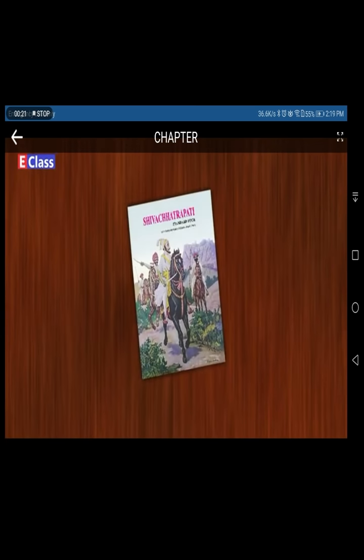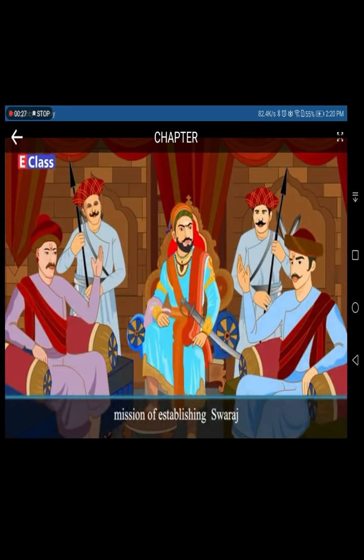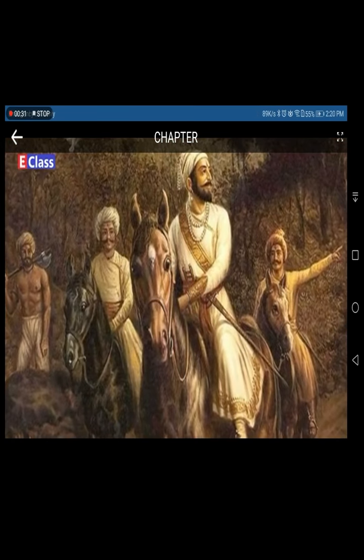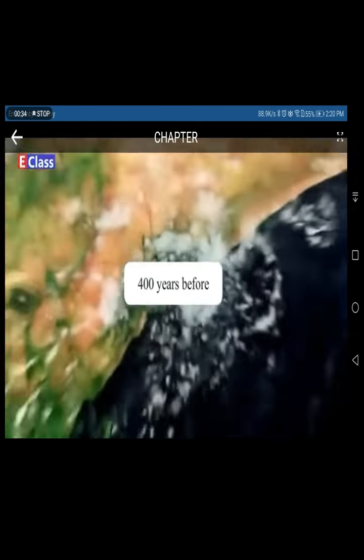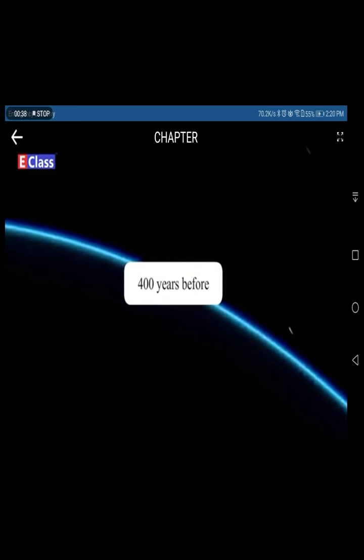Last year, in Standard 4, we studied the life of Chhatrapati Shivaji Maharaj and his mission of establishing Swarajya. The time before the birth of Shivaji Maharaj was about 400 years before now. Or, in other words, the time 400 years ago.